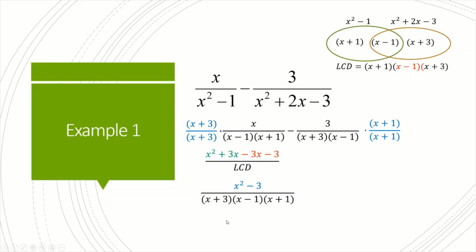And that's it for that one. Now notice here I put LCD. I just like doing that so I don't have to keep on writing the LCD every single time. Because if you're able to factor x squared minus 3, you would want to factor it, and then you might have more things canceling.